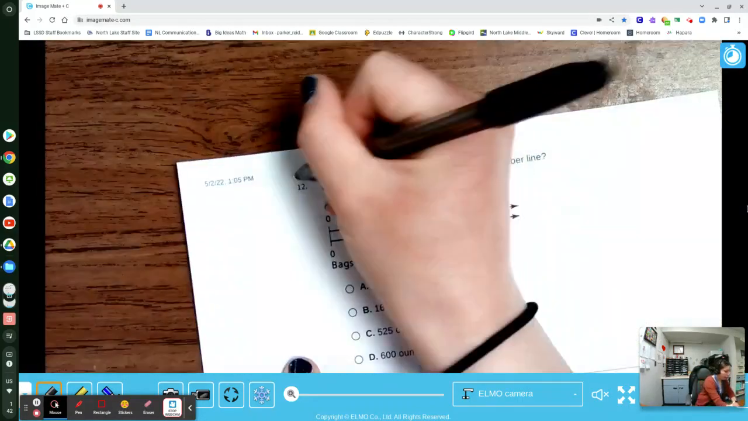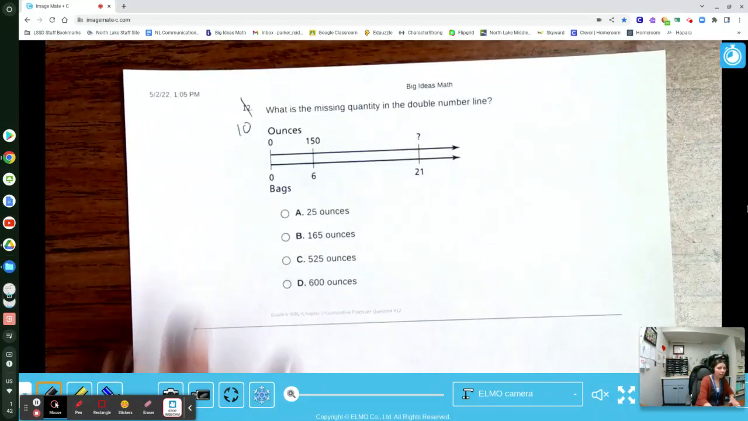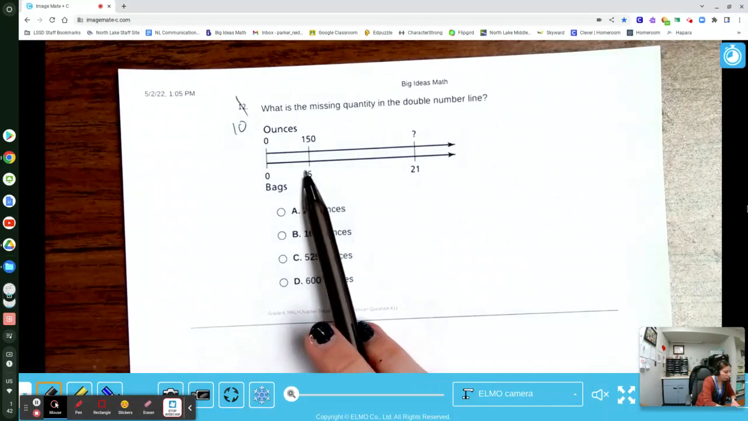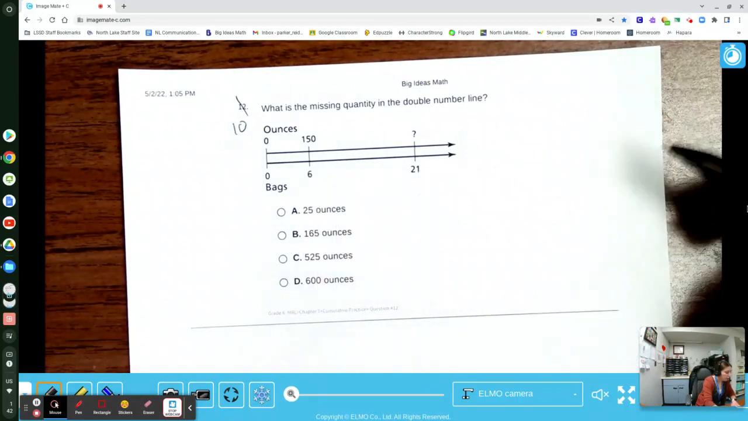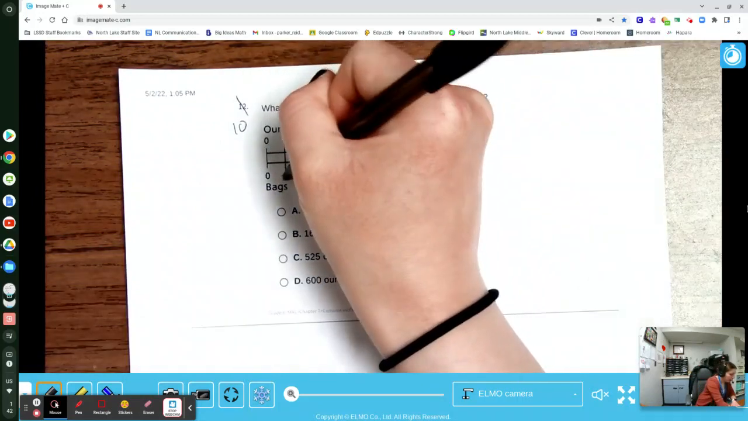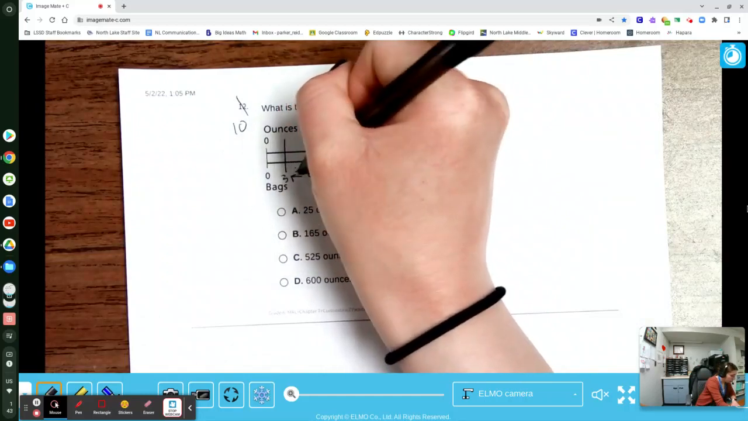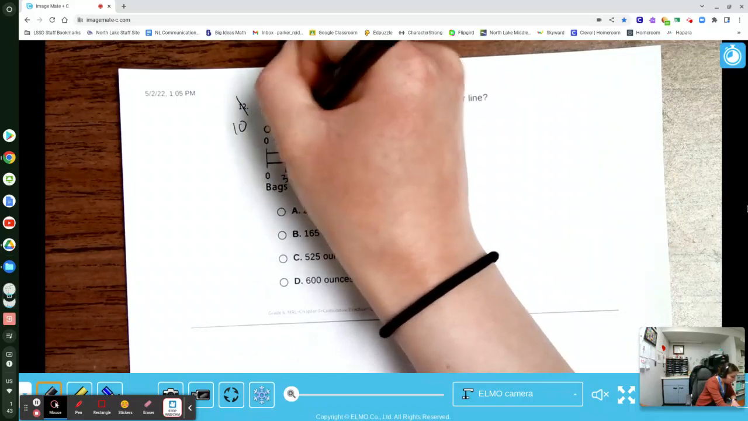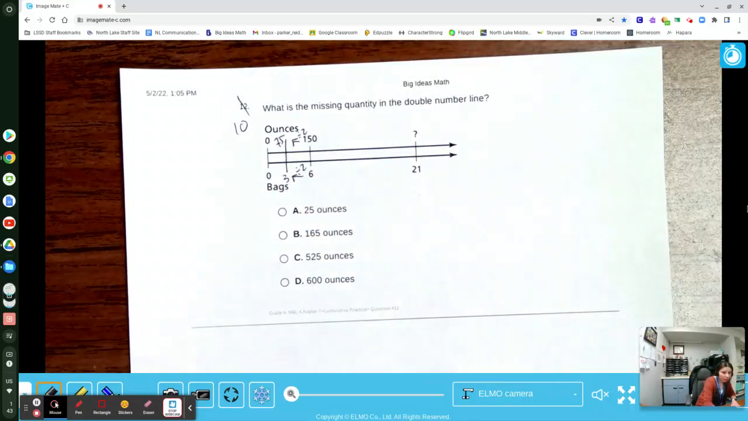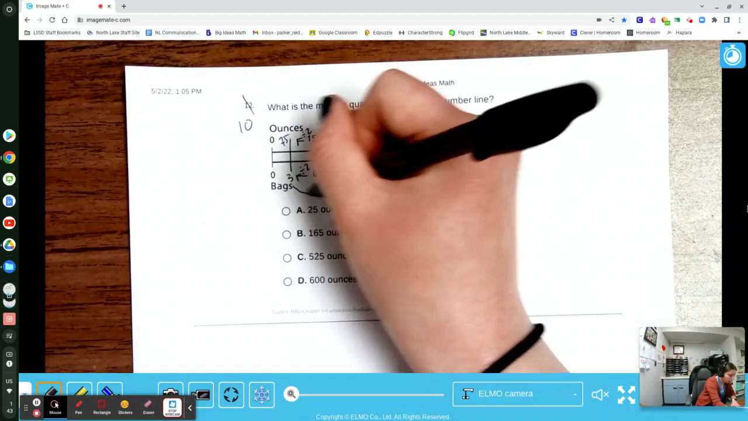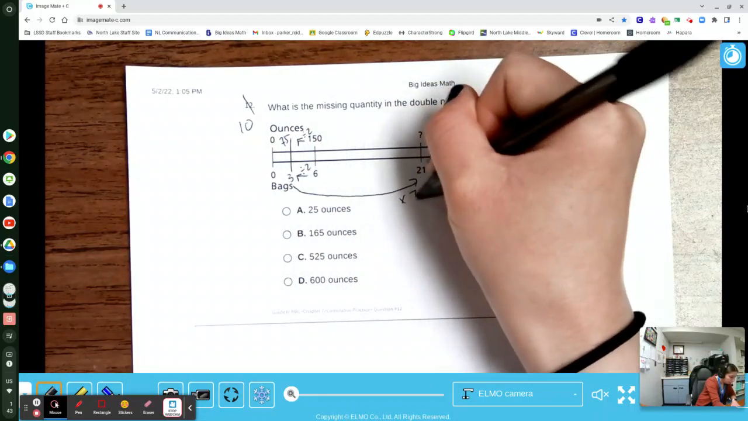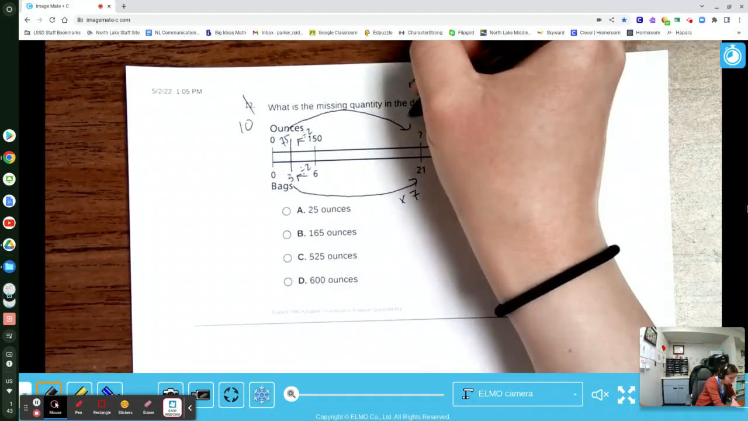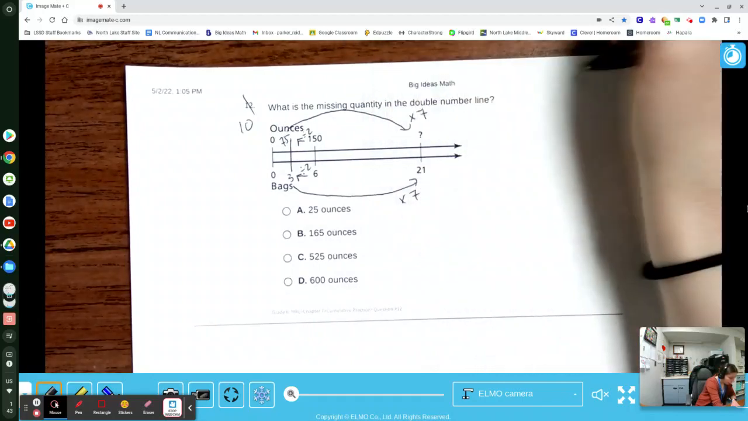And finally, number 10. What is the missing quantity in the double number line? So this is kind of like a ratio table, but it's difficult to go straight from 6 to 21. What I'm going to do is go backwards to 3. I'm going to divide it by 2, and I'm going to do the same to the top. 150 divided by 2 is 75. That's going to be easier to get over to 21 because now I can do 3 times 7 to get 21. And now I will do 75 times 7.